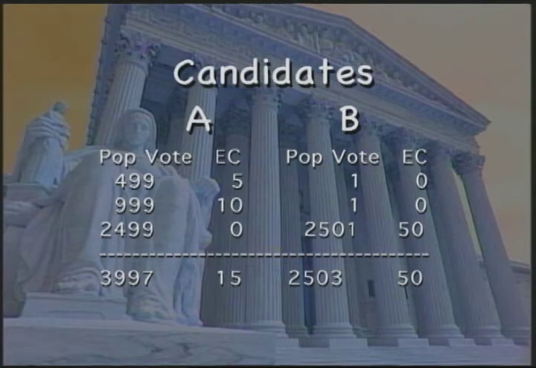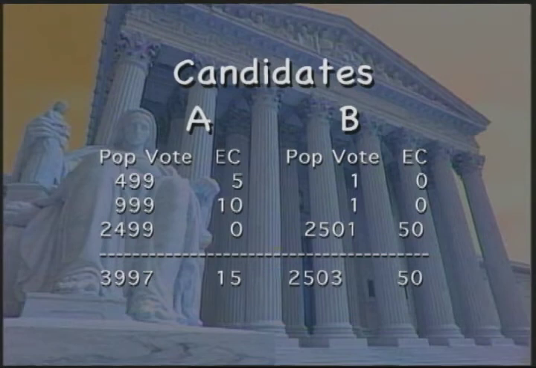But you see, in terms of how you tally the electoral votes, candidate A ends up with wins from state number 1 and 2, 5 electoral votes and 10 electoral votes, for a total of 15 electoral votes, where candidate B won none from the first two states, but all 50 in the third state. So in this case, candidate B has a total of 50 electoral votes.